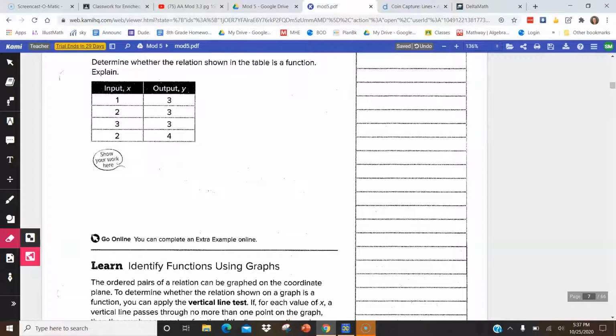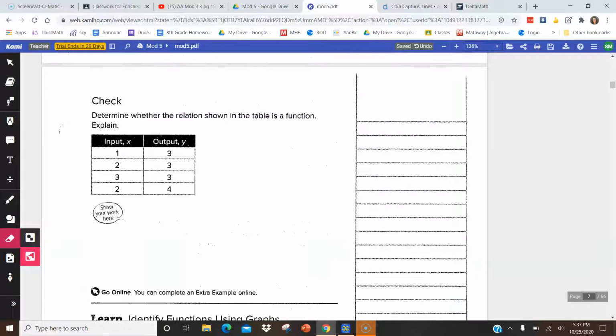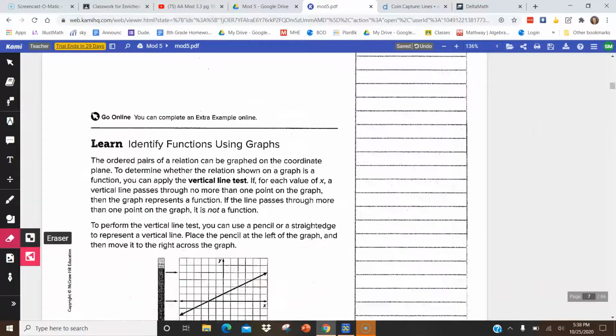Look at this one right there. Is that functional? Absolutely not. 2 repeats. You cannot have 2 repeat. 2's all over the place. 2 cannot repeat in the input side.